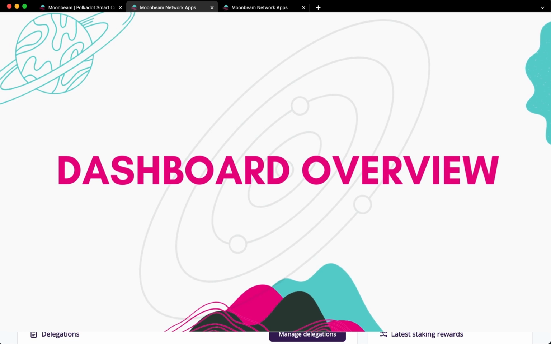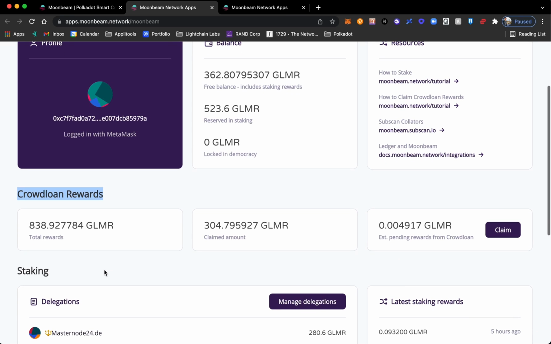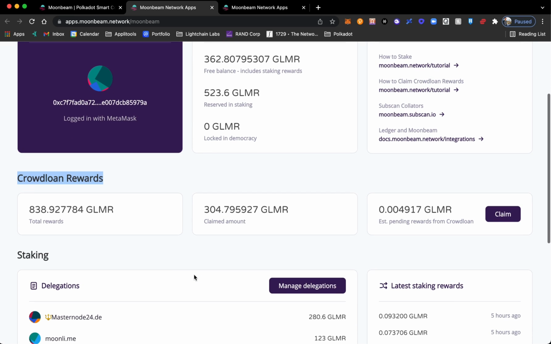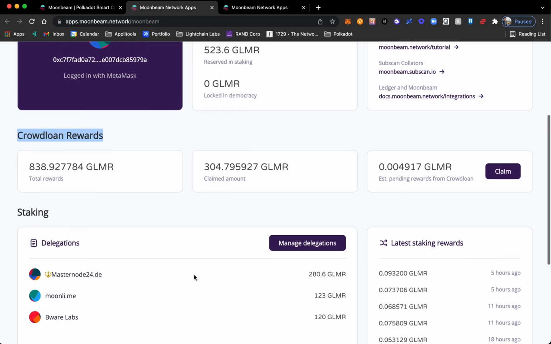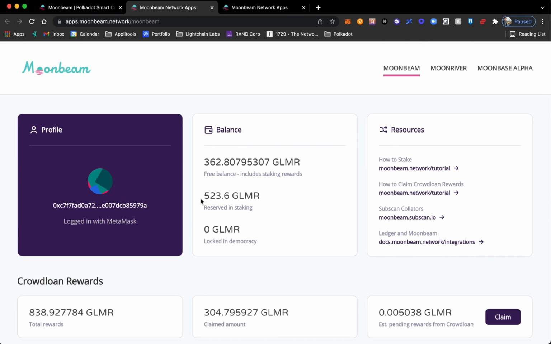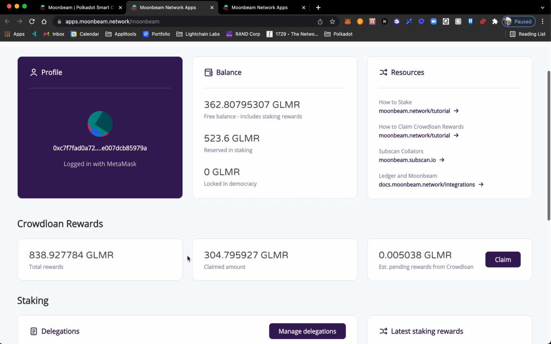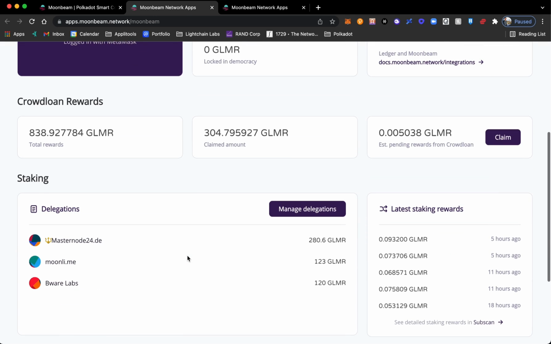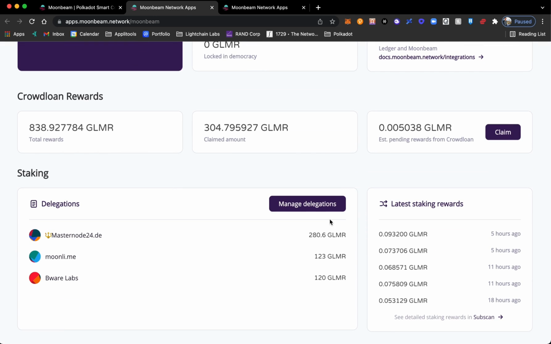So here you can see the crowdloan rewards that I received for my participation for staking my DOT into the network for the next 2 years. You could see my balance, how many Glimmer tokens I have, and how I'm logging in with my MetaMask. And here we could see the staking, and this is exactly what we're going to be reviewing today.